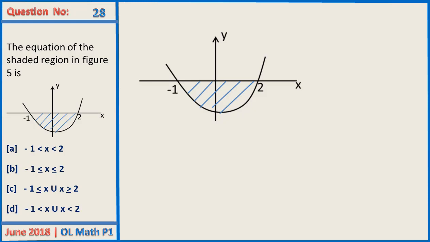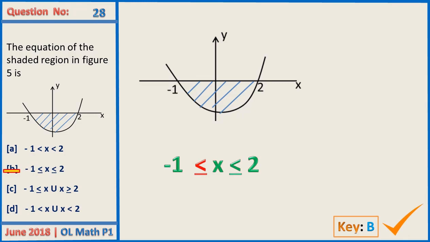Question 28. The equation of the shaded region in figure is, that is, the shaded region can be represented by. Now you notice that the boundaries are included. So this can be written as x lying between or ranging from minus 1 to plus 2. So it's written as x greater than or equal to minus 1 and less than or equal to 2. And that gives us B as the answer.